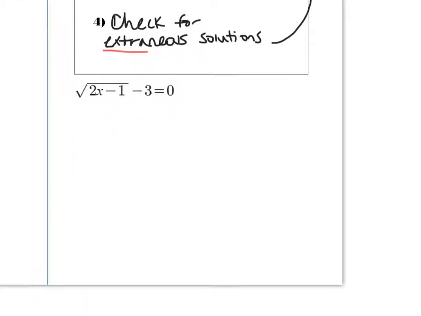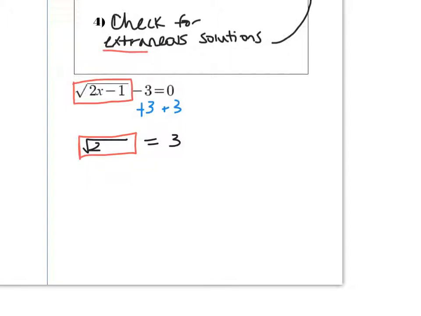Alright, so let's look at this first one. So I have my blob. I need to get my blob by itself. So what's my first and only step to get my blob by itself? I'm going to add 3 to both sides. So I have blob equals 3. So my blob is by itself. Is this a positive number? Yes, which means I can keep on going.